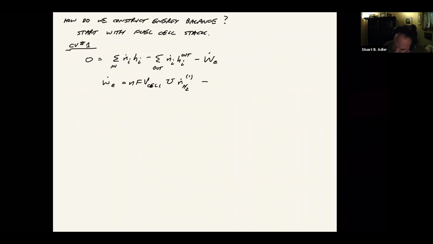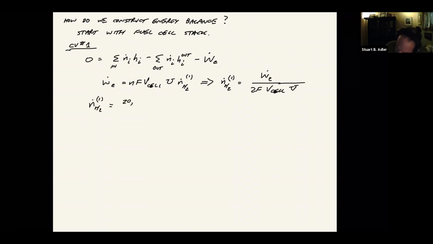We can rearrange this, and it's going to say that N dot H2 in our incoming stream has to equal the electrical work divided by 2F times V cell times fuel utilization. As we vary V cell up and down, or the utilization up and down, the amount of hydrogen we need to produce that 20 kilowatts goes up and down. So N dot H2 in stream 1, we can work through.